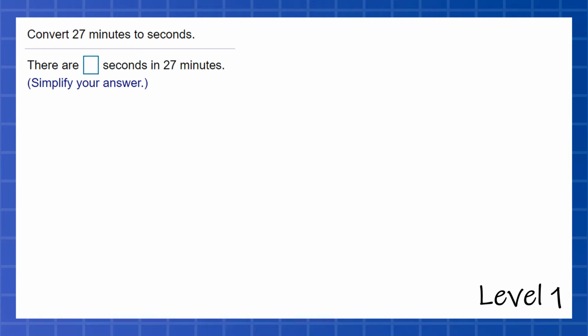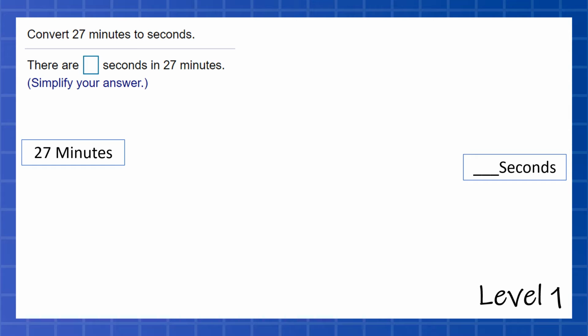We've got 27 minutes to seconds. So in order to do that problem, we're going to want to write our given, what we start with, 27 minutes, and where we're headed. We're headed to seconds. So we're looking for the blank seconds. That's what we're trying to do. Now we're going to connect those two ideas, minutes and seconds, using conversion factors. Now I want to cancel out minutes and I want to get seconds.